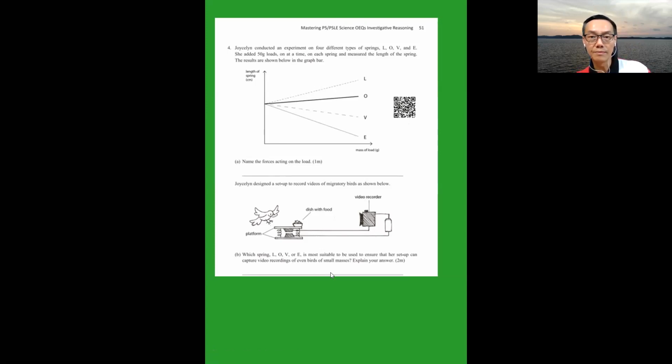Okay, interestingly, part B here is application. Which spring, L, O, V, or E, is most suitable to be used to ensure that her setup can capture video recordings of even birds or small masses. So students need to understand what this graph means. And what they can do, they can scan the QR code here, and they can actually visit my YouTube channel, which I like to do screen sharing here for students to visit this question. Let me turn on the sound.